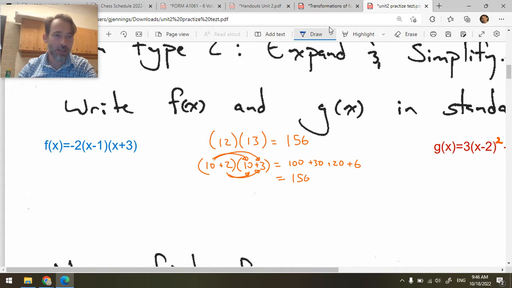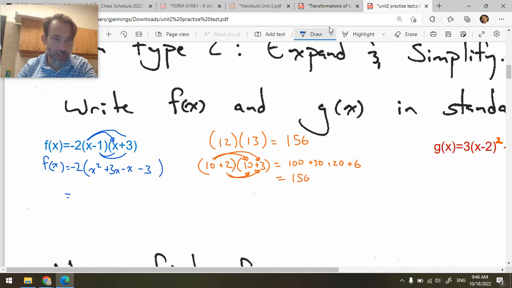Let's go with f of x. So in this case, x is a number we don't know yet, but we do exactly the same thing, multiplying. First, I leave this negative 2 alone, to be honest. I leave it out there. I create a big bracket, and I do x times x is x squared. X times 3 is plus 3x. Minus 1 times x is minus x. And minus 1 times 3 is minus 3.